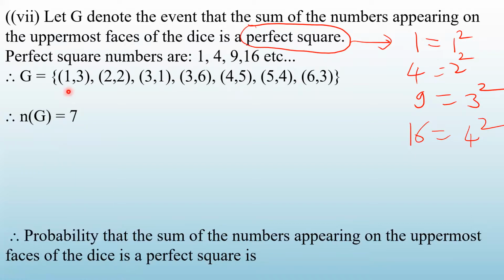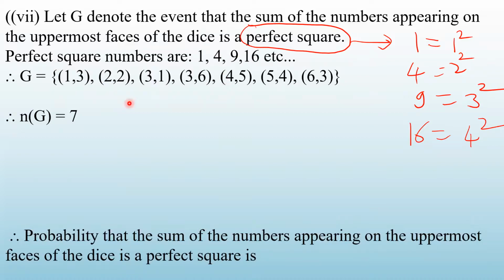Look here. 1, 3 will come. If you add, it is 4. 4 is a perfect square. After that 2, 2 will come. Then 3, 1. 3 plus 1 is 4. 4 is a perfect square. You have to check this, okay? Then 3, 6. The sum will be 9, and 9 is a perfect square.